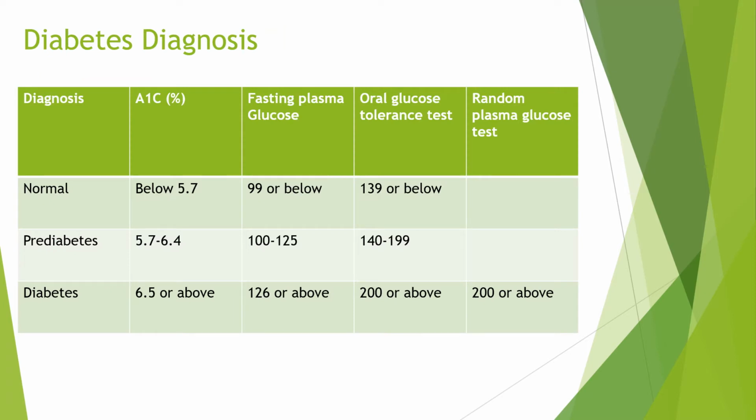So this chart here shows you the tests that can be performed to diagnose diabetes along with the results that would make the patient diabetic. So if the patient has an A1C of 6.5 or greater, they would be diagnosed with diabetes. A fasting plasma glucose of 126 or higher, and for the oral glucose tolerance test and the random plasma glucose test, if their result is 200 or above, then they would also be diagnosed as a diabetic.